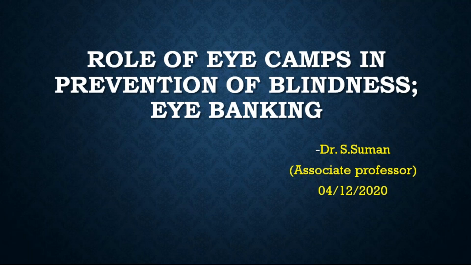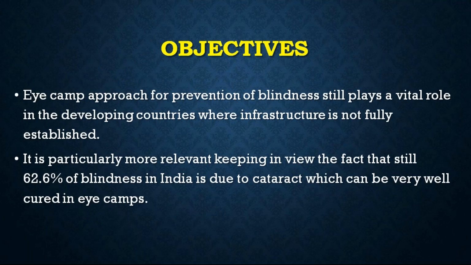Today's topic is the role of eye camps in prevention of blindness and eye banking. The eye camp approach for prevention of blindness still plays a vital role in developing countries where infrastructure is not fully established. It is particularly relevant given that still 62% of the blindness in India is due to cataract, which can be very well cured in eye camps. Mainly 60% of the cases of blindness are due to cataract only, and it is completely preventable. So eye camps are very important in India.